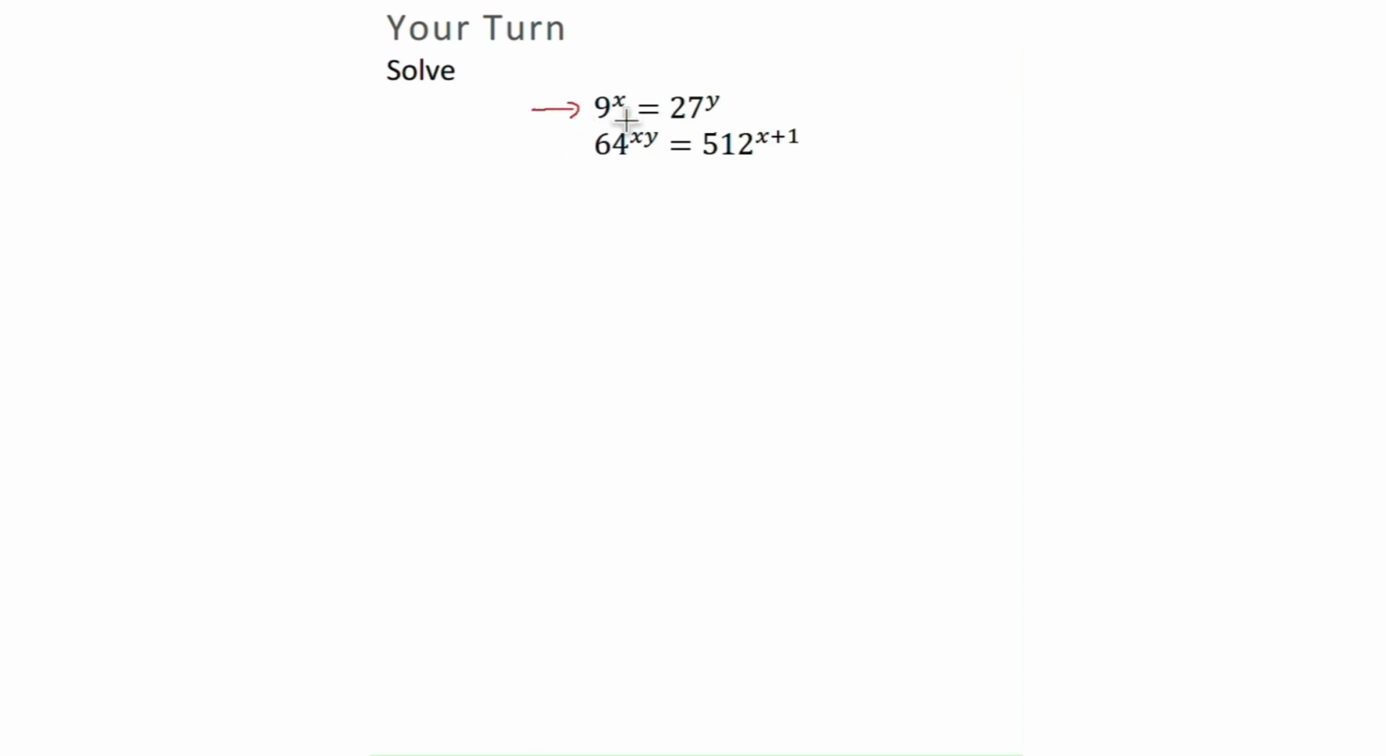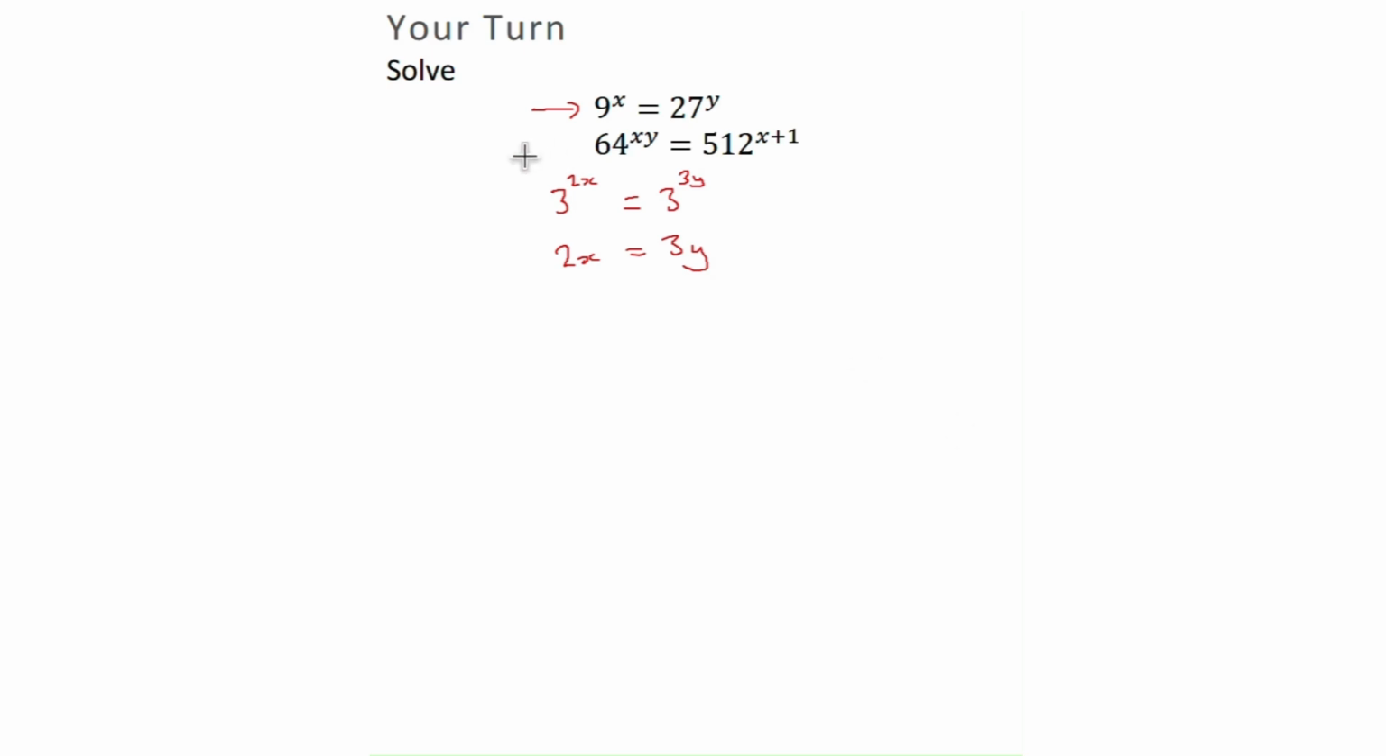Well, looking at the first equation, 9 and 27 are both powers of 3. So let's write it as 3 to the 2x equals 3 to the 3y. And then by equating the powers, we get 2x is equal to 3y.